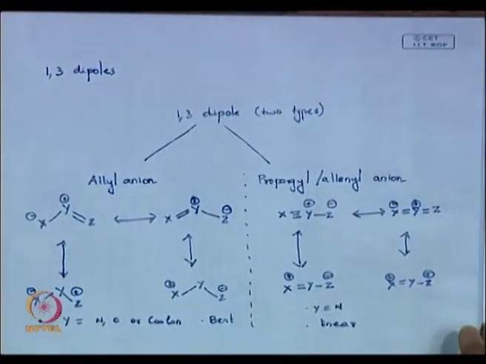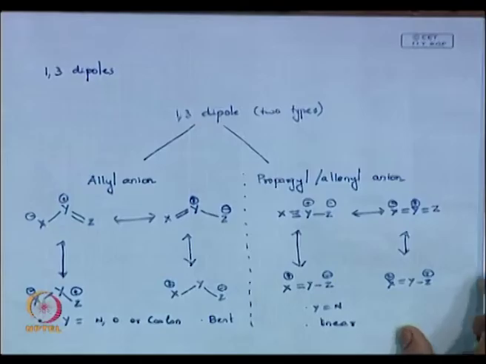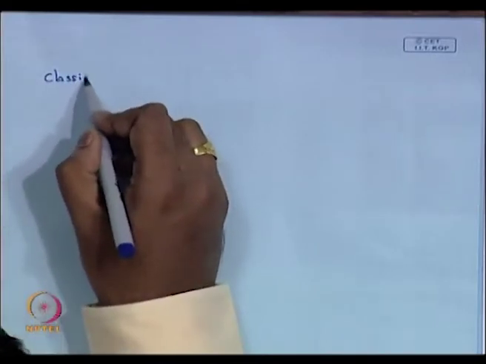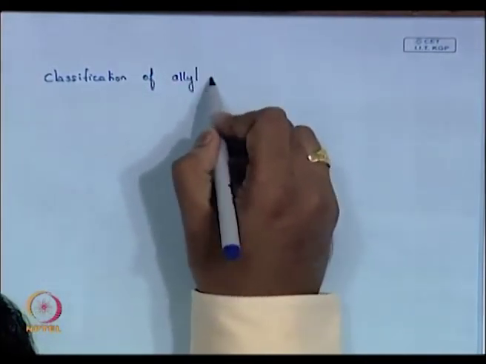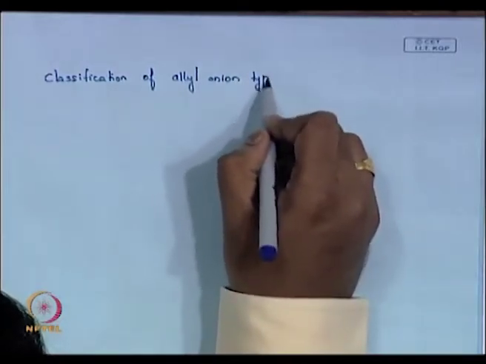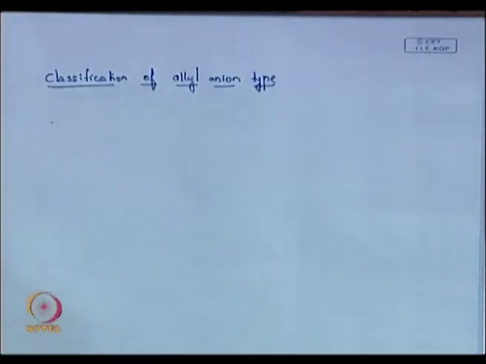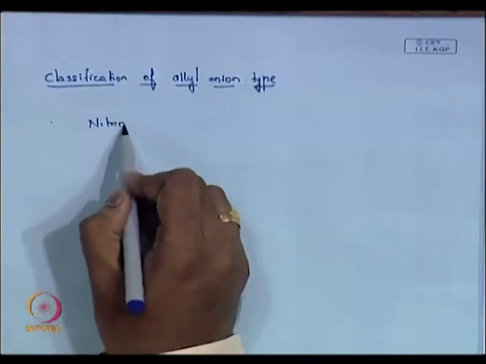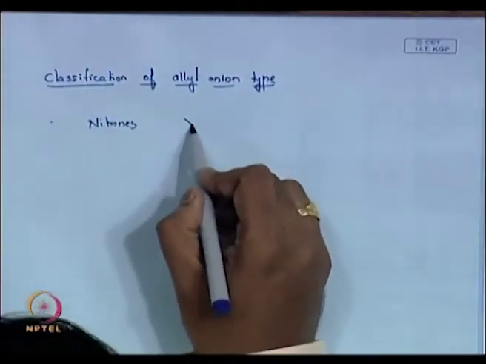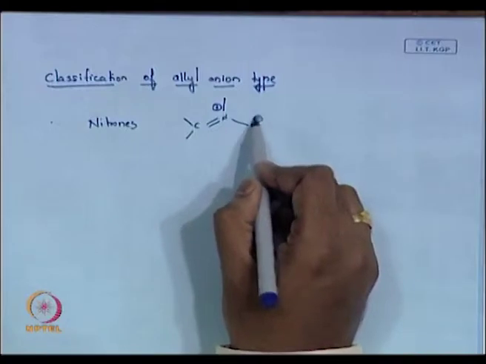Some main classifications of dipoles of allyl anion type. I am not taking you through all the classifications, I am just taking you towards some important classifications of allyl anions. Can you think about any? You have your nitrones. Nitrones are a very important type, where you can see many 1,3-dipolar addition reactions taking place with nitrone substrates.